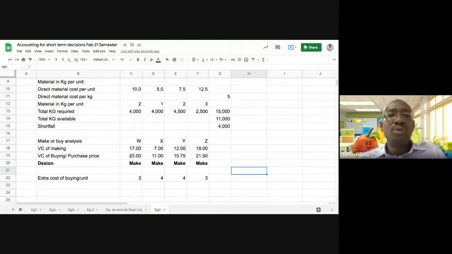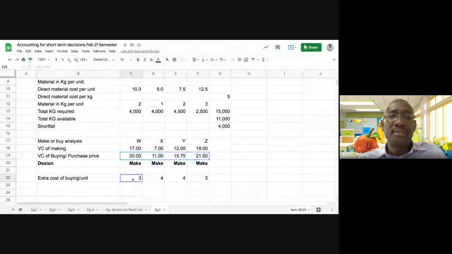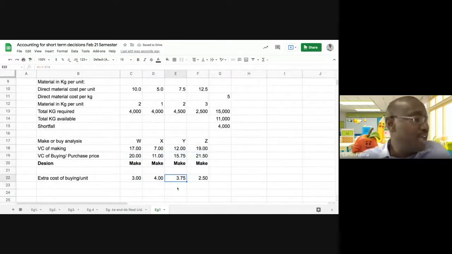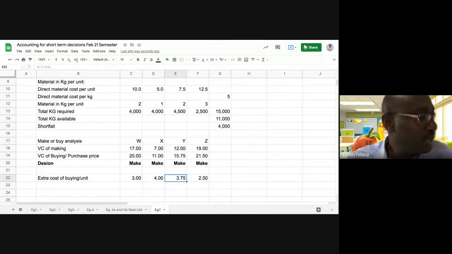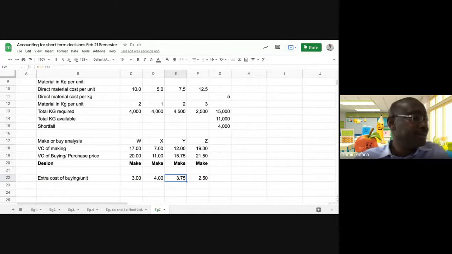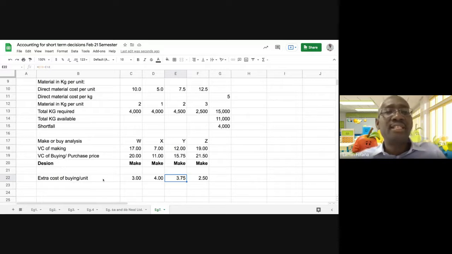Actually, this will take it also to 2 decimal places. I'm going to do that. Yes. So it's 3, 4, 3.75, and 2.5. Okay, is that clear? So it's 3, 4, 3.75, and 2.5. So the extra cost of buying per unit is what we're going to use.